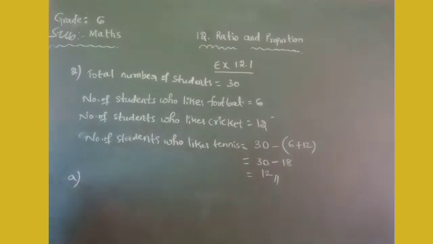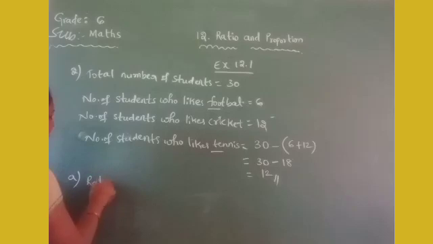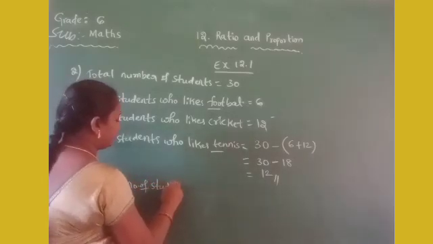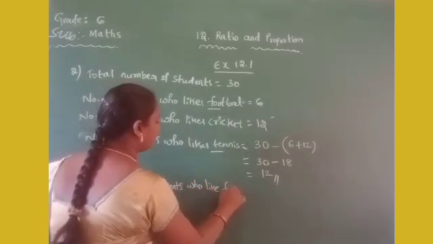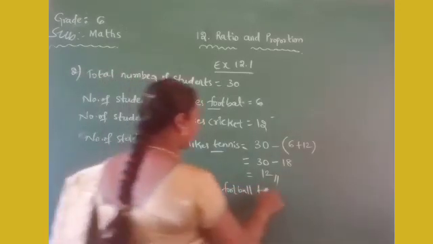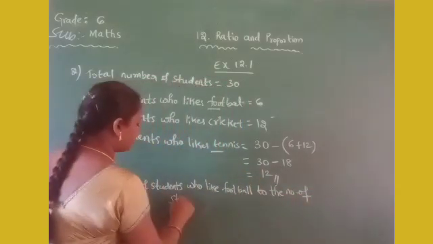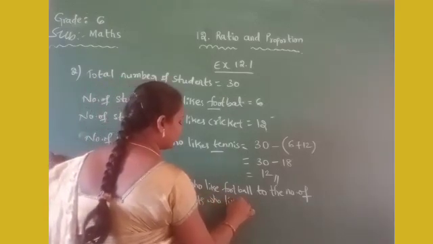Now we have to find the ratio. What is the ratio of number of students liking football to number of students liking tennis? Football to tennis, we have to find the ratio. The ratio of number of students who like football to the number of students who like tennis.